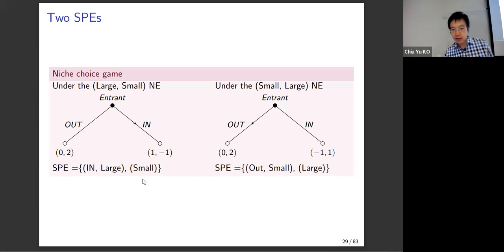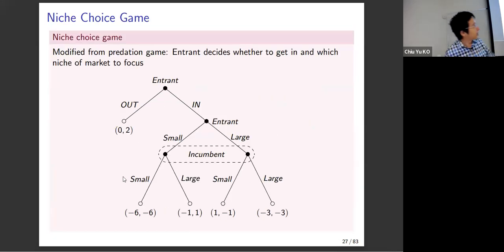Or the argument is that this is not the game they're playing. The incumbent can actually do something, maybe something costly, to change the game payoff, or to signal that large is what I'm doing. Or, as I mentioned, you just make sure that choosing small is very costly.